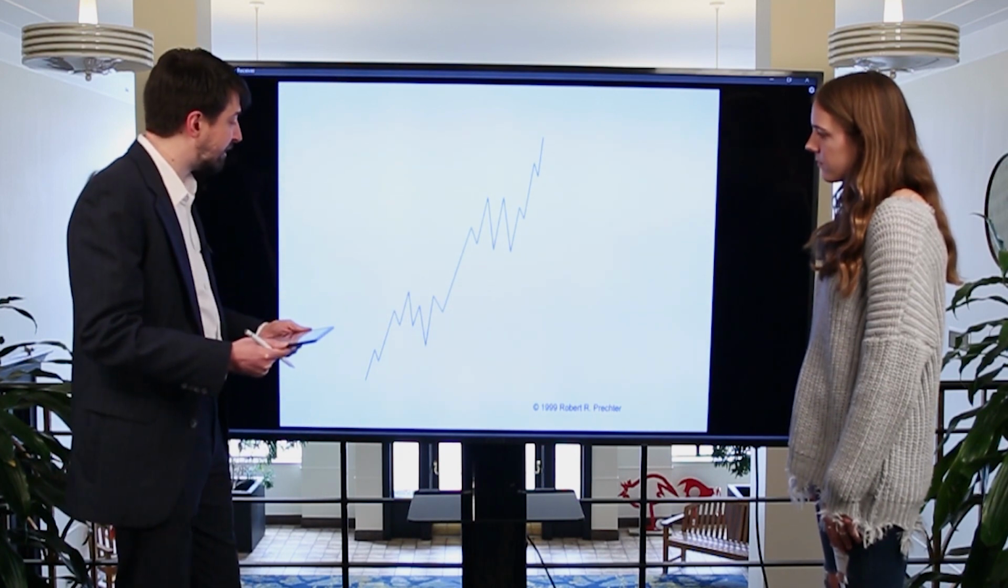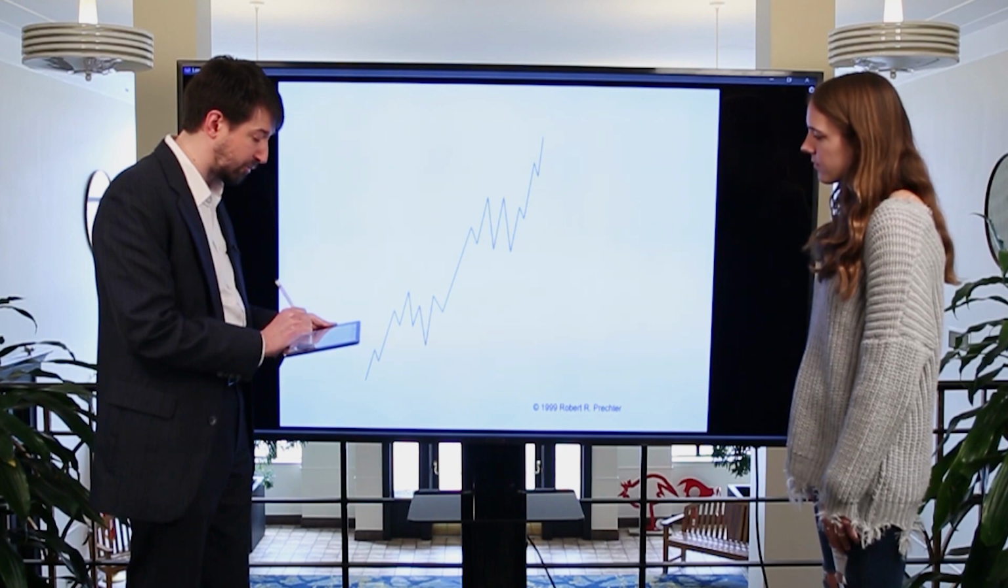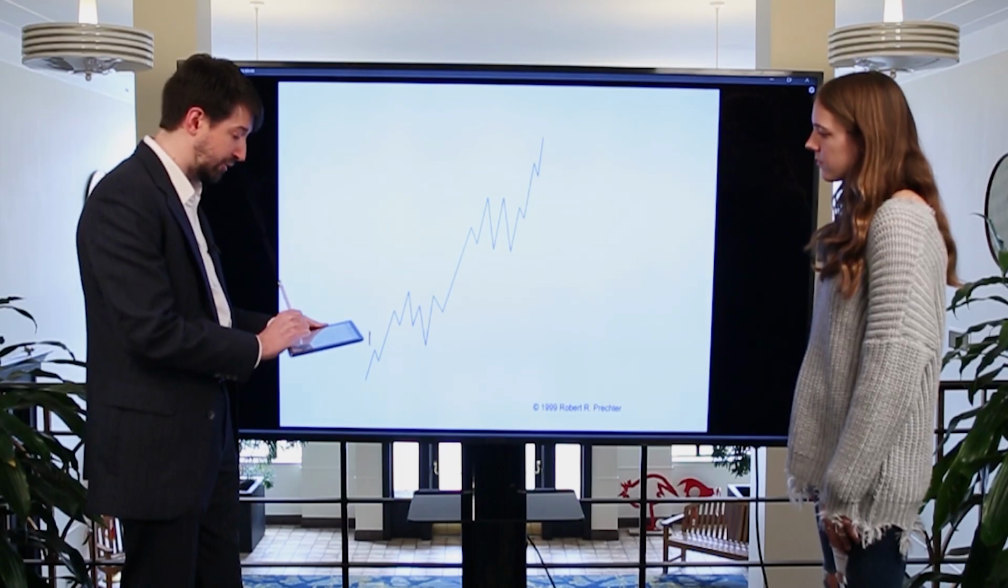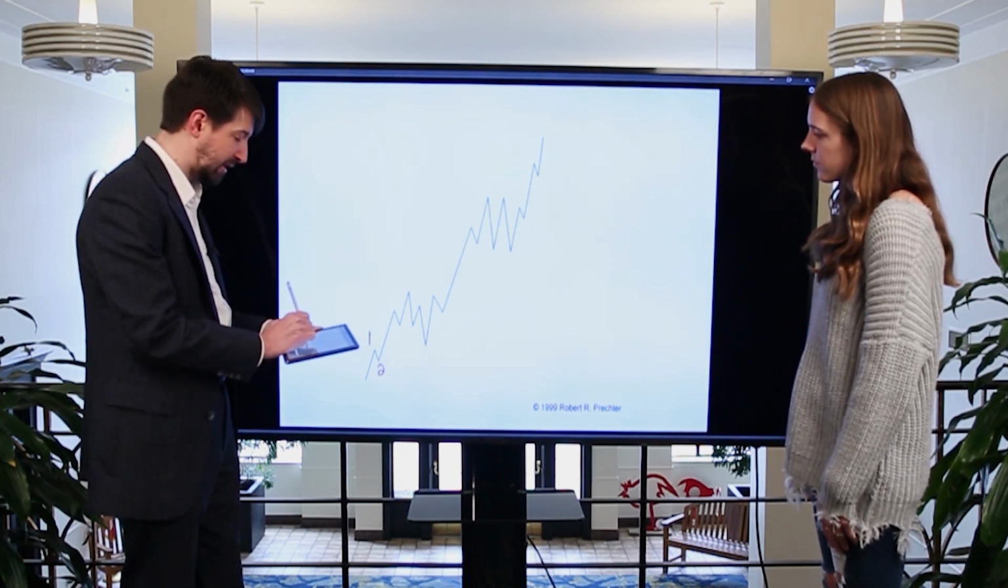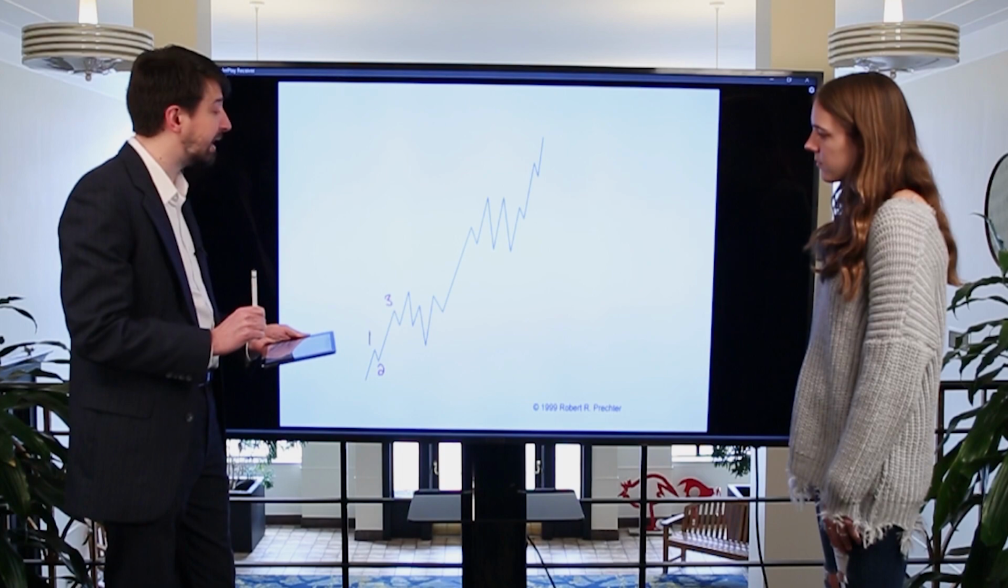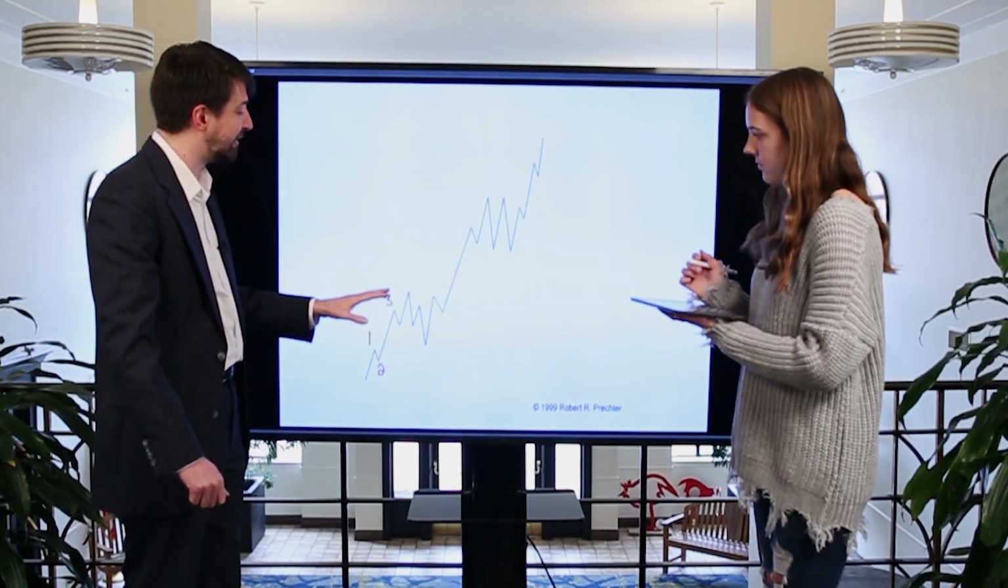So if we were to start down here, for instance, we would have our wave 1, that's the first wave up. That would be followed by wave 2. Then we move up in wave 3. And Danielle, your handwriting is probably a little bit better than mine, so I'm going to hand the iPad over to you and ask you to label the rest of this chart.